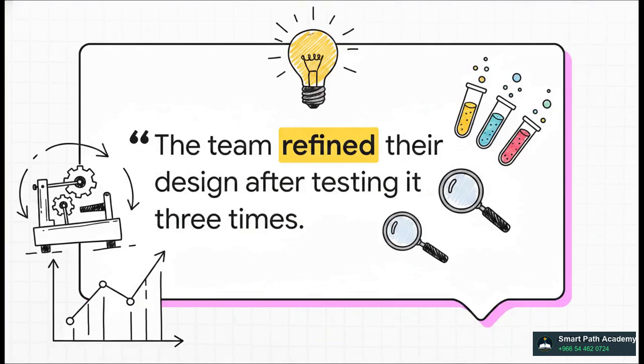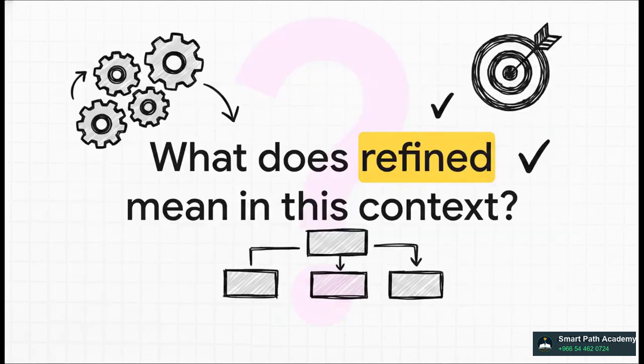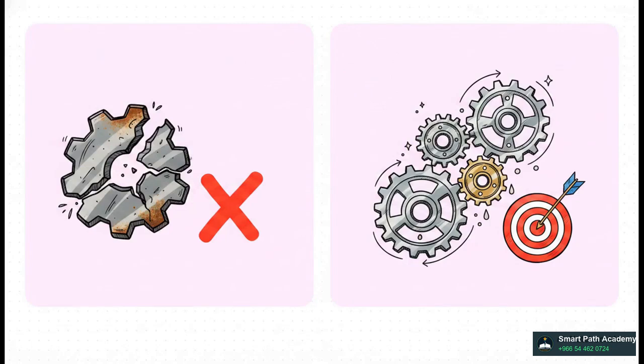The team refined their design after testing it 3 times. What clues can we gather from that specific phrase, after testing it 3 times? What is that telling us about the word refined? Think about it. If a team took the time to test a design 3 separate times, they didn't just change things at random, right? They did something specific based on the test results. There's a clear goal involved here. Once again, precision is everything. If you just say they changed the design, you miss the mark. A change could mean they made it worse, but refined means they actively made it better. So words like improved, perfected, or developed hit the exact bullseye the examiner's looking for.